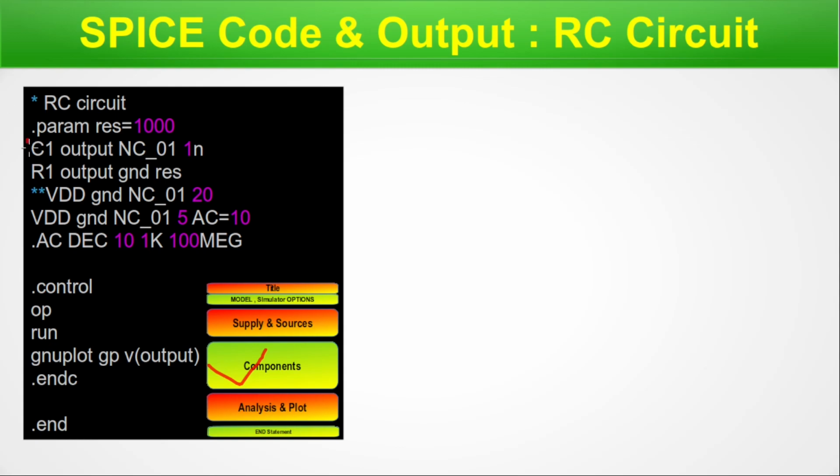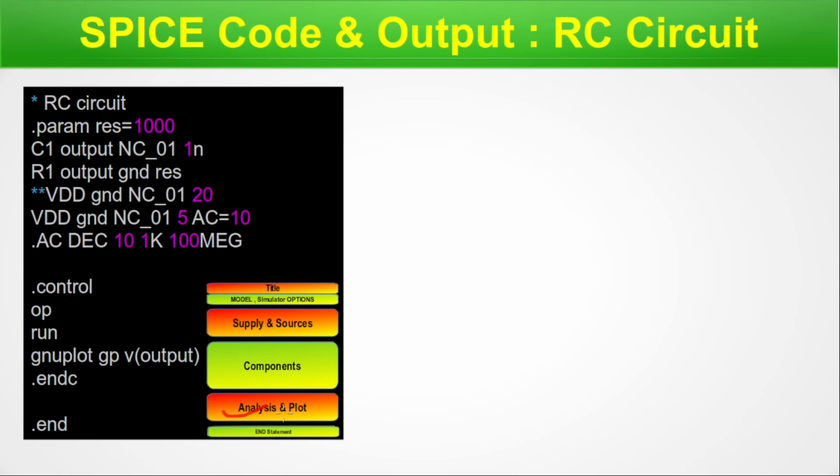Next we have the component section. Here it is very short, R and C in series, right? So we have C and R here as components, and you can see this param res is defining the resistance value. So you can change it here and it will automatically get passed on to this particular resistance value. The component section is done.